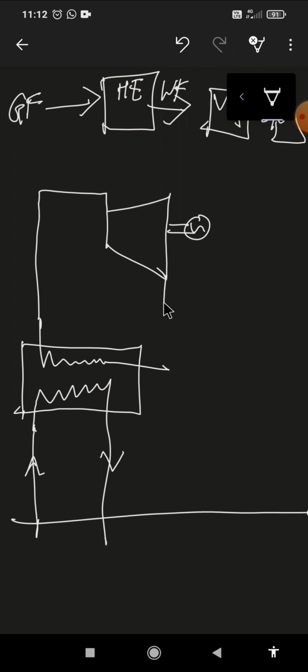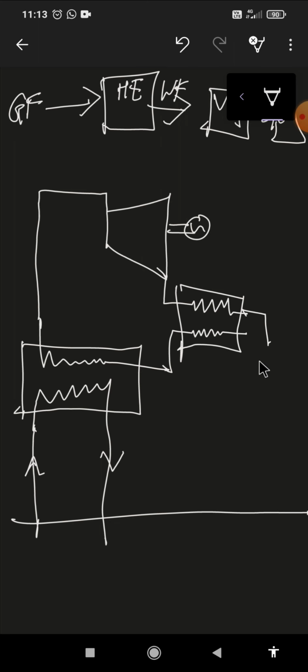Then this isobutane is passed through another heat exchanger, and it is then cooled with the help of a condenser and cooling tower. So this is connected to a cooling tower and so on. So this is the concept.